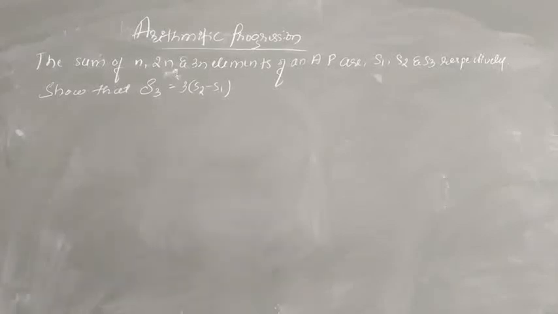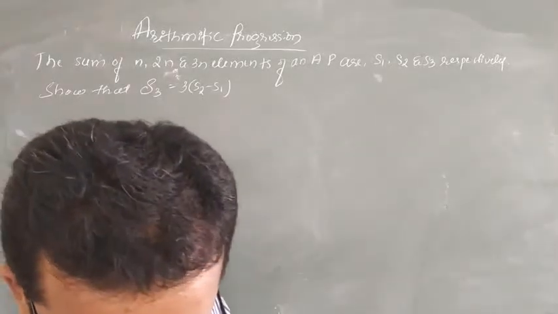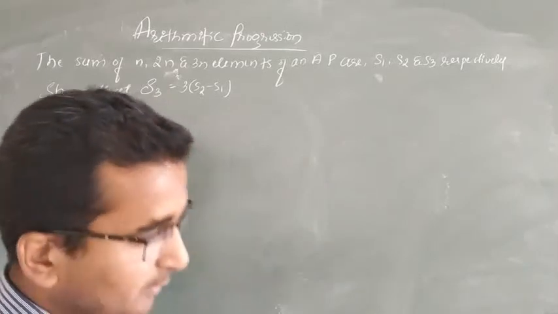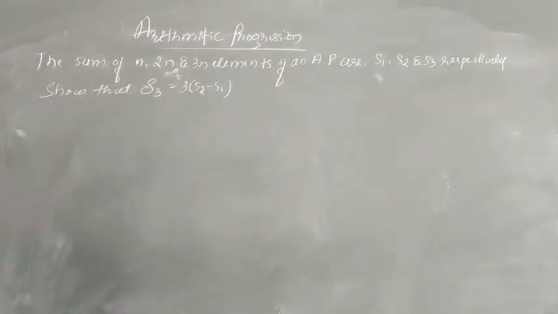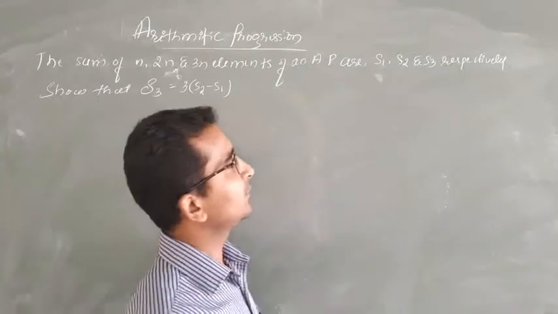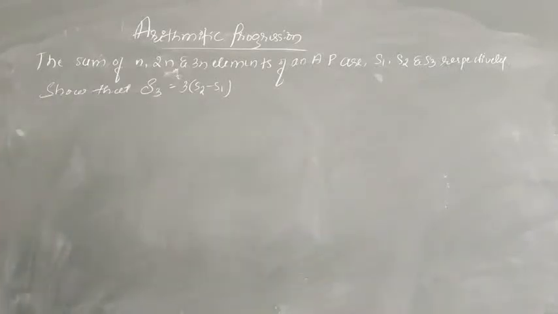Dear students, now I am going to continue the examples in the AP. Two more examples are there to finish this concept. Here they have given the sum of n, 2n, 3n elements of an AP as S1, S2 and S3. Show that S3 is equal to 3 into bracket S2 minus S1.